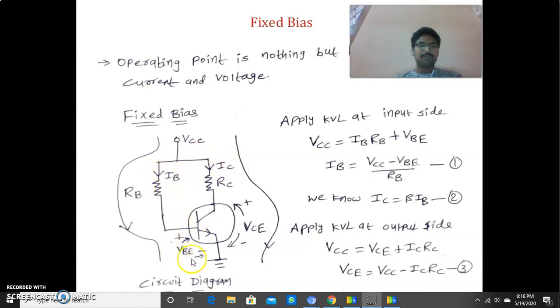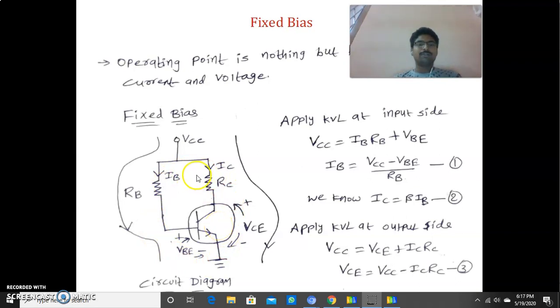Also here we have written VBE, which is the voltage between base and emitter, and VCE, which is the voltage between collector and emitter. Now we will see how to calculate the VCE voltage and IC current for the fixed bias circuit.